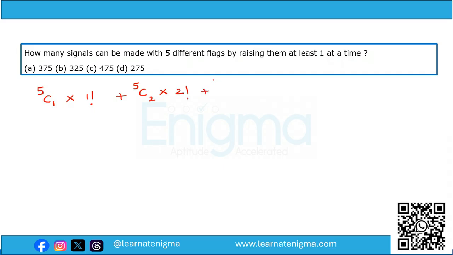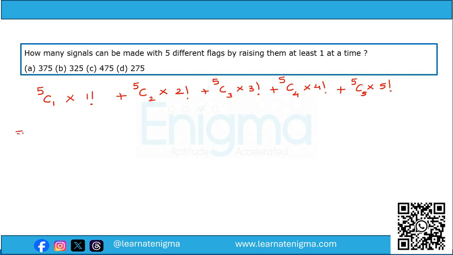Plus, I can select 3 flags at a time and arrange those 3 flags in 3 factorial ways. Or I can select 4 flags at a time and arrange those 4 flags in 4 factorial ways. Or I can select all 5 flags and arrange them in 5 factorial ways. These are the different number of signals which we can get.